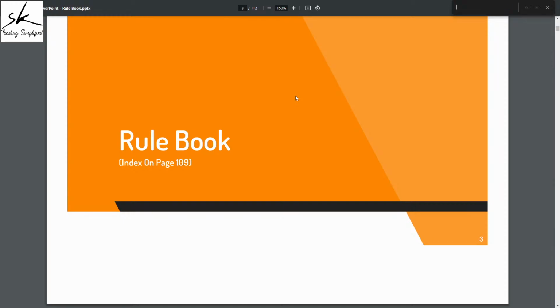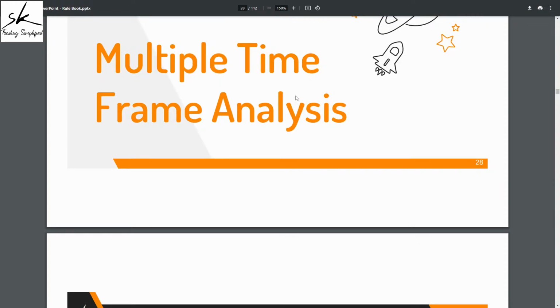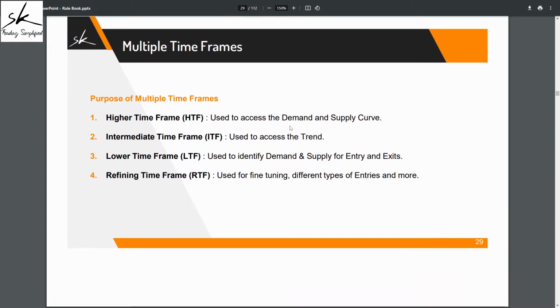So if you go to page number 28 on the rule book, we start with the topic which is multiple time frame analysis, because demand supply methodology is not based on a single time frame. Demand supply methodology is based on multiple time frame analysis. Now, what are the multiple time frames we use?